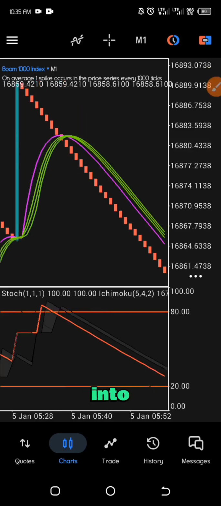So I'm going to dive into how the strategy works, settings for the strategy, and how you can make use of the strategy to make your own money. Okay, so the aim of this video is to give you guys the strategy you can use to catch 10 to 20 candles in boom and crash.